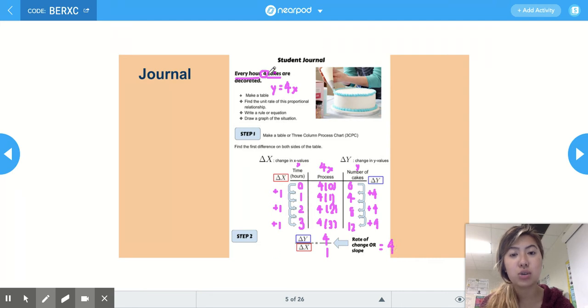which goes back to the statement that says that every hour 4 cakes are decorated. And then in our equation, 4 was right in front of the x, because in proportional relationships, the equation is y is equal to k times x, and k represents the constant of proportionality, the unit rate, the rate of change, or the slope.